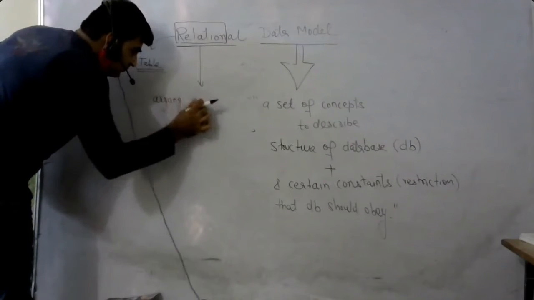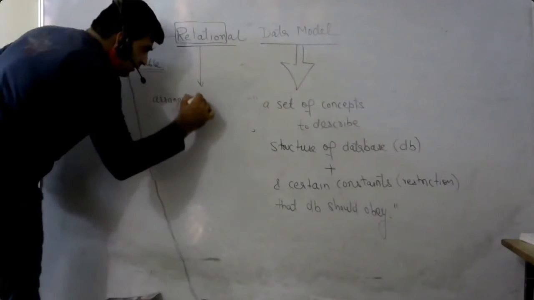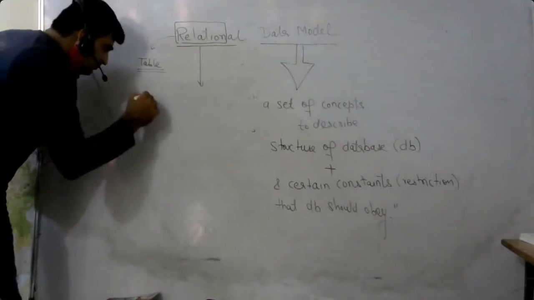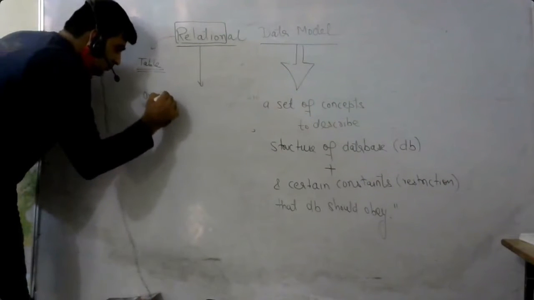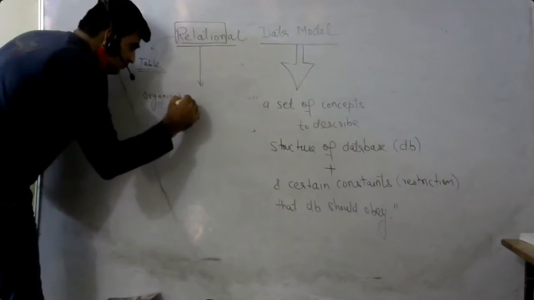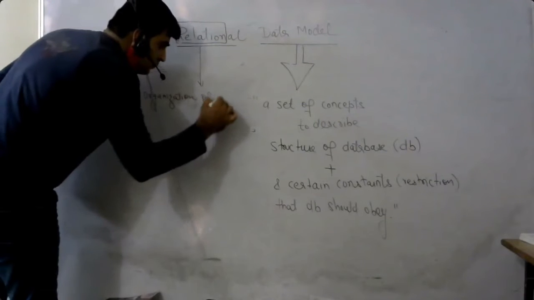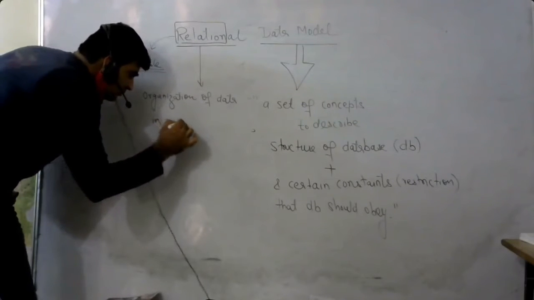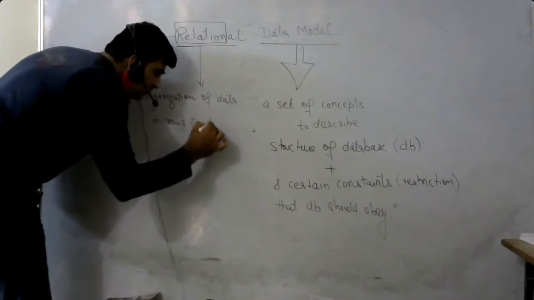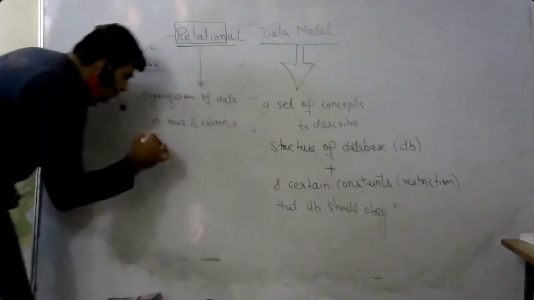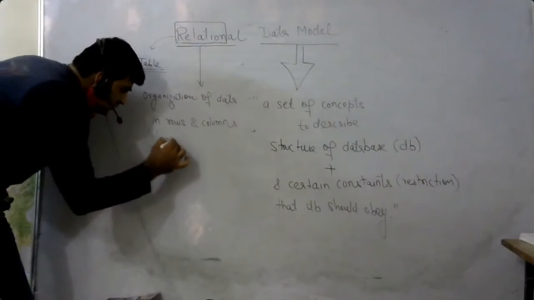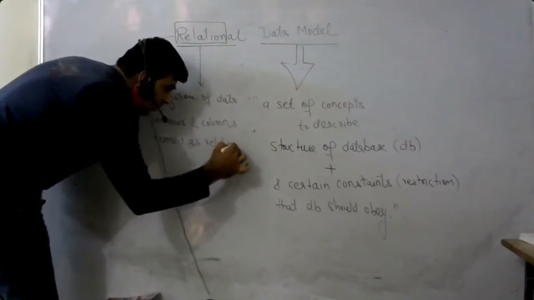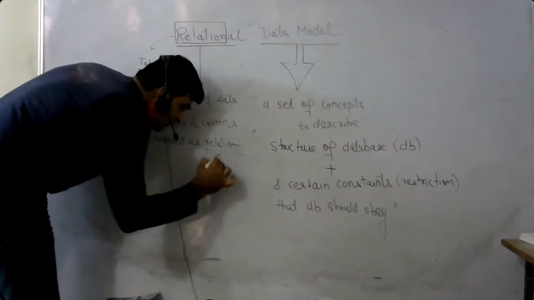Arrangement, or a better term, organization. Organization of data in rows and columns, termed as relation, or we can say that table.